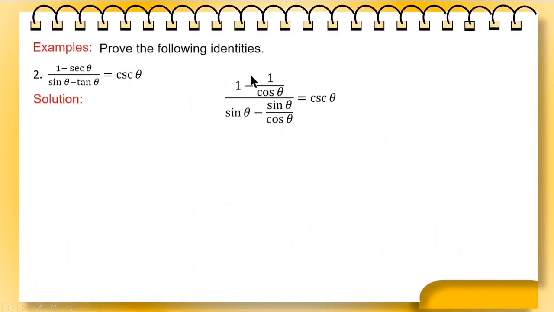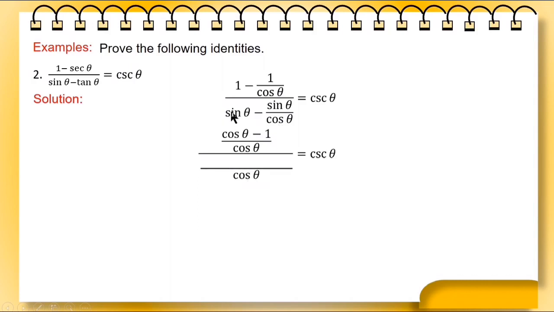Then, find the LCD. In the numerator, the LCD is cosine. Simplify, cosine theta times 1 is cosine theta, minus cosine theta divided by cosine theta is 1, times 1 is 1. In the denominator, we also have cosine theta as the LCD.